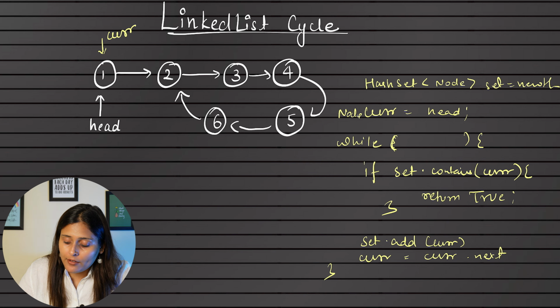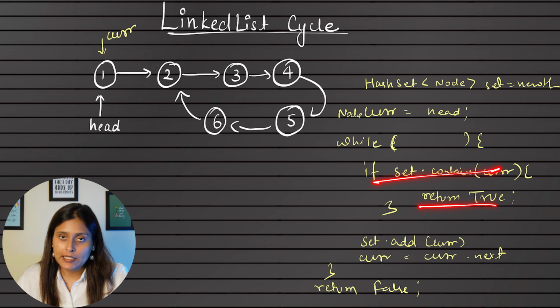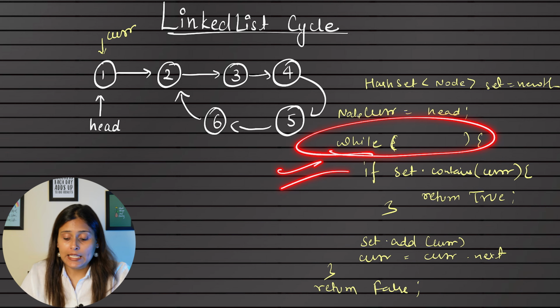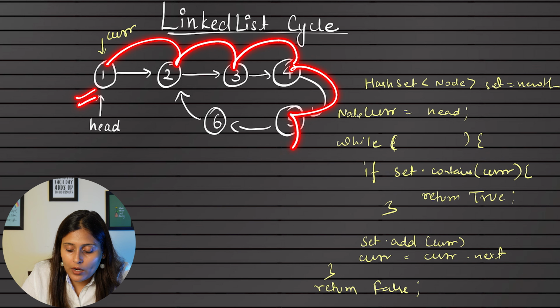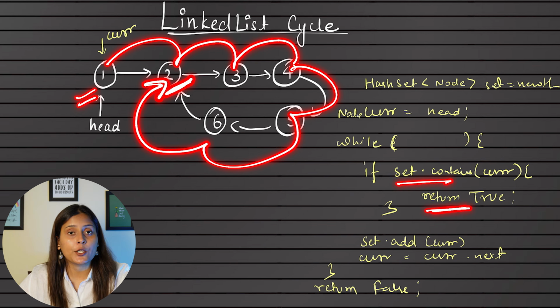After coming outside we will return false if the node was not present in the set. But what should we add in this while loop? See, in this case, current, and when this current node hits the 2 again, we can simply return back.